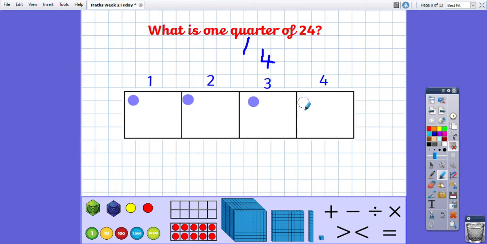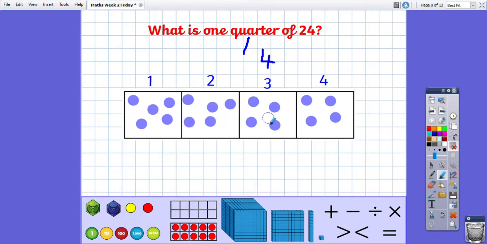1, 2, 3, 4, 5, 6, 7, 8, 9, 10, 11, 12, 13, 14, 15, 16, 17, 18, 19, 20, 21, 22, 23, 24. So I'm now just going to count to make sure they are all equal.